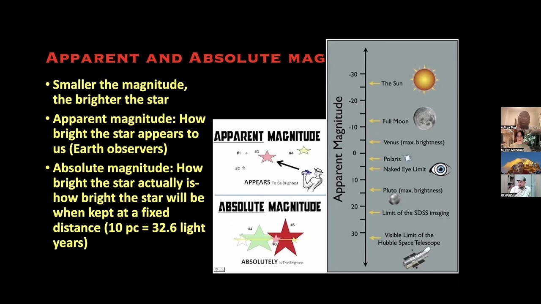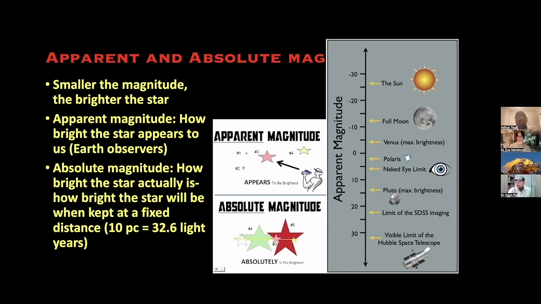Now we need two types of magnitude numbers. One is apparent. Apparent is how does it look? We are not worried about the distance. This one is brighter, we will assign a number. This one is less bright, we will assign a more positive number. There's a relation, we measure the fluxes and all that, but let's not go into those details. Apparent means what it looks like.